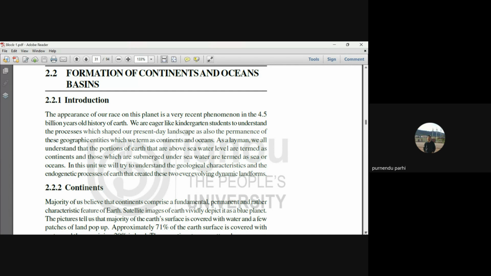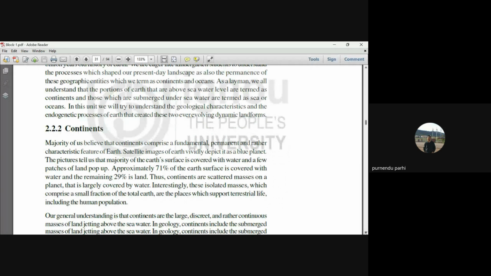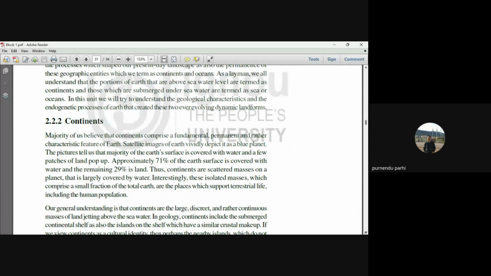As a layman, we all understand that the portions of the earth that are above the water level are termed as continents, and those which are submerged under the seawater are termed as sea or ocean. In this unit, we will try to understand the geological characteristics and the endogenic processes of Earth that created those two evolving dynamic landforms, the continent and the ocean. Majority of us believe that continents comprise a fundamental, permanent, and rather characteristic feature of Earth.